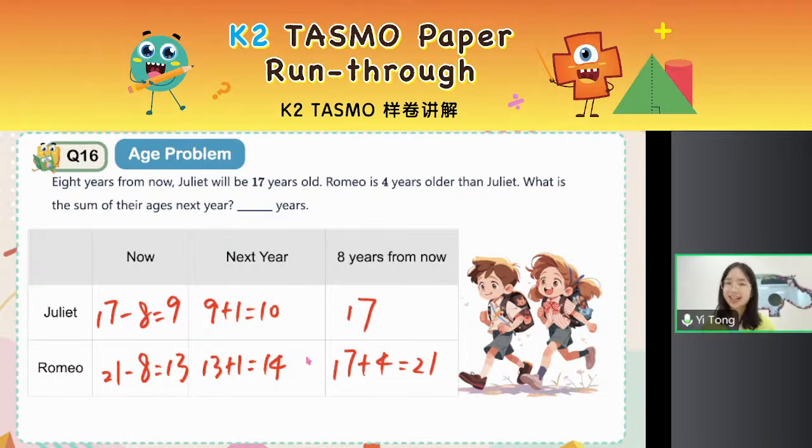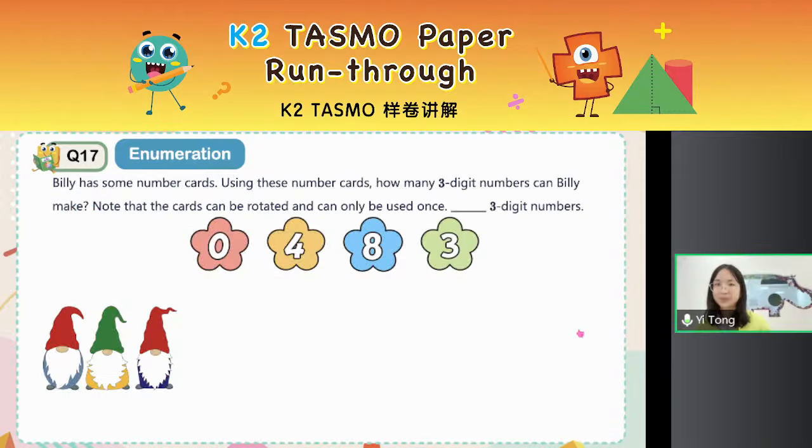So what's my answer? Do we just leave it like this? No, don't forget the sum. So 10 plus 14 equals 24. And our sum is 24. All right. Do we all get 24? Yes. See the answer?